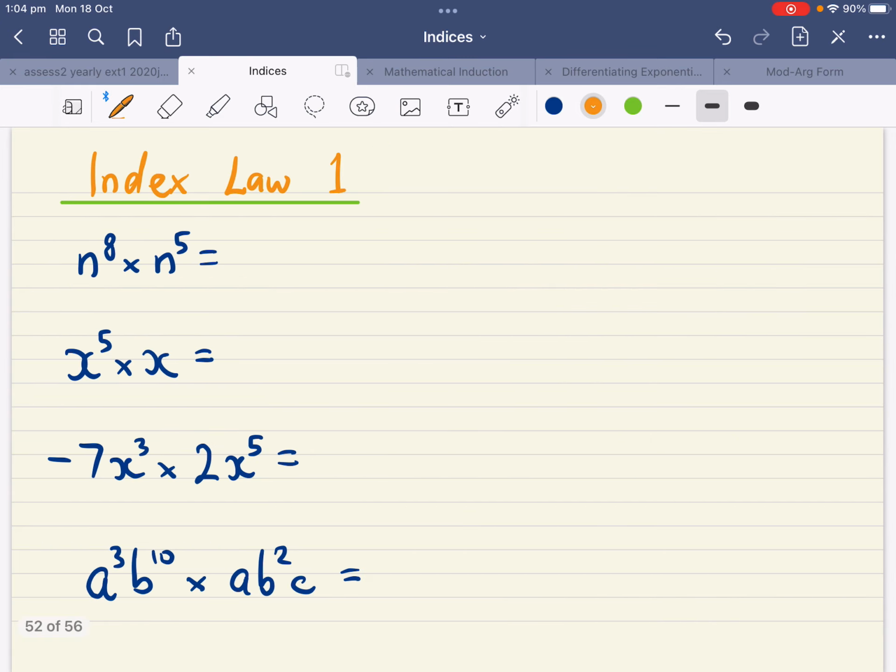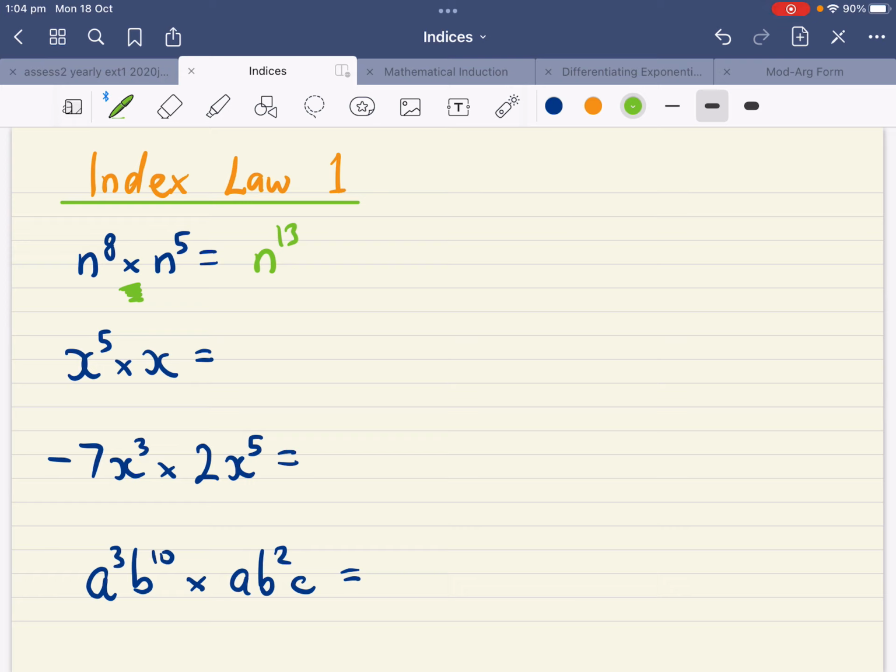All right, the next skill, index law number 1. So this was the one where when multiplying, base stays the same, the powers add. So how does that look? In this case, our base is n, base stays the same, and we add the powers, right? So when multiplying, the indices add. The base stays the same.